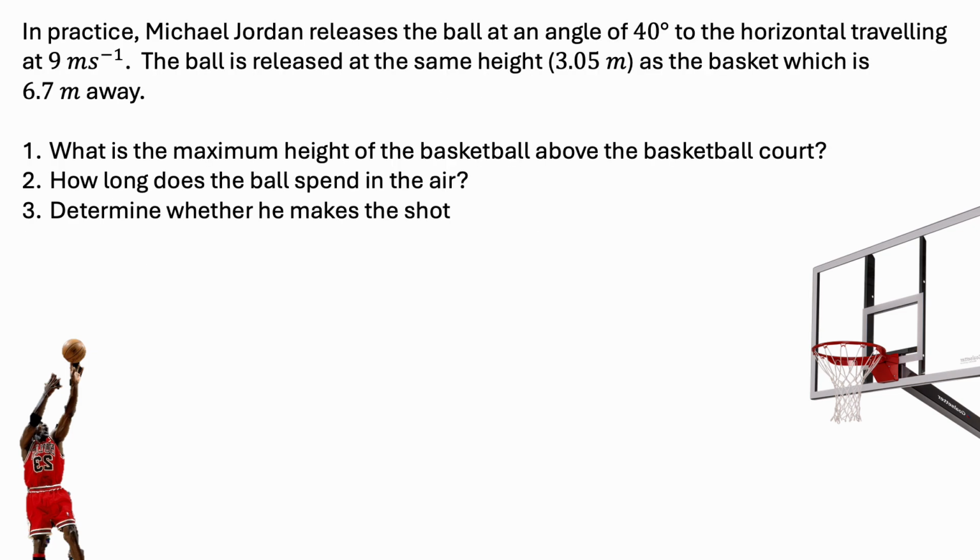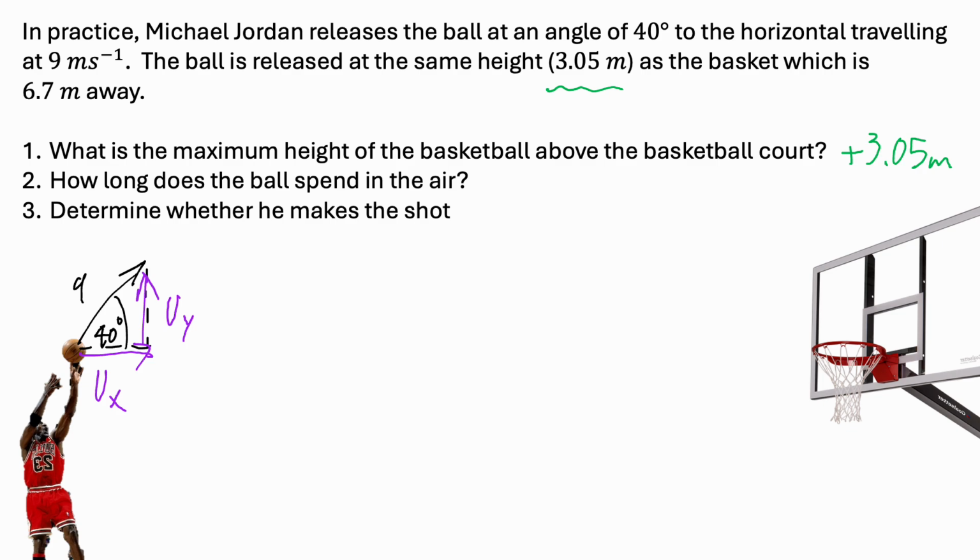So, maximum height of the basketball, what you have to remember is he's already releasing the ball 3.5 meters above the basketball court. So whatever we figure out here, we're going to have to add 3.5 meters to the shot. So we've got to do a little bit of trigonometry to resolve both the horizontal and the vertical components of the velocity, which I'm going to call uy and ux.